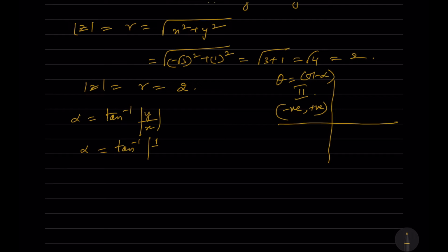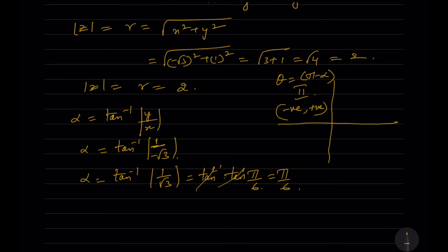Y is 1 divided by minus root 3. So alpha is equal to tan inverse of mod of 1 by root 3, which is equal to tan inverse of tan of pi by 6. So tan inverse and tan will get cancelled, so you're getting it as pi by 6.